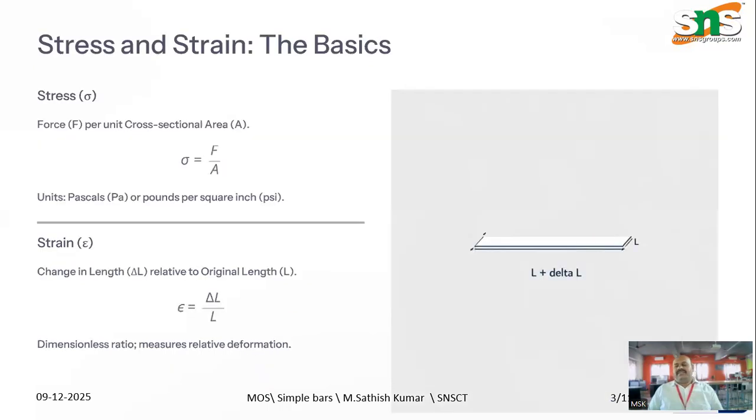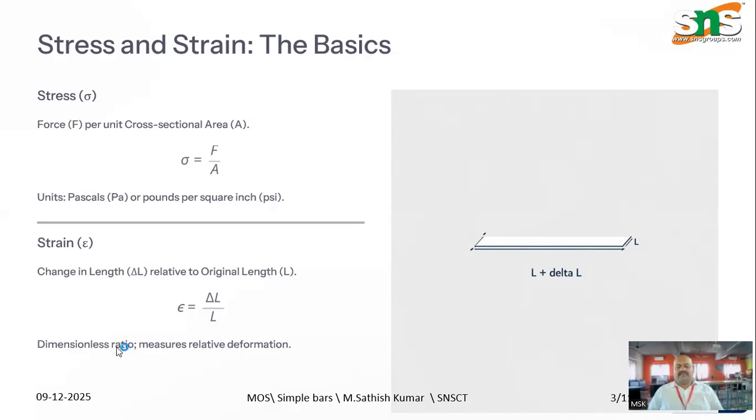So let us see what the basics of stress and strain are. Let us consider a workpiece of length L, where the force applied is F and the area of cross section is A. Then the formula stands in this format: force per unit cross-sectional area is called stress. Sigma is nothing but force per unit area, and strain we call the change in length relative to the original length. So this is a dimensionless ratio that measures relative deformation.